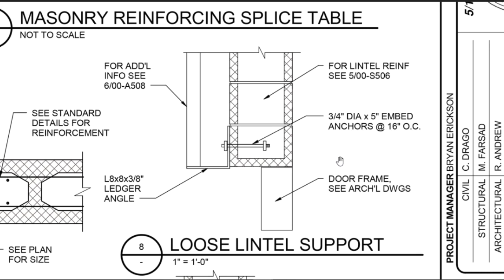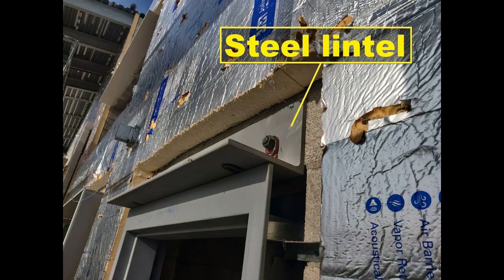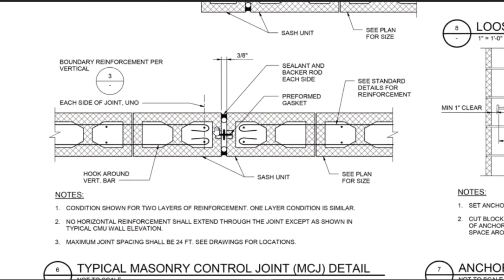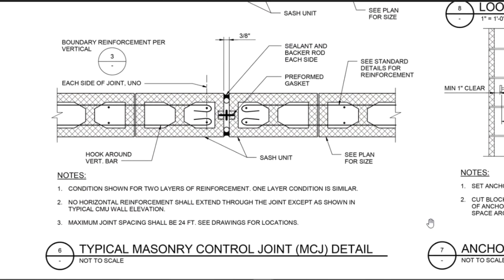Lintel shall be steel angle size as shown on drawings, lintel attached and secured to CMU wall with 3/4 inch diameter anchor bolt with minimum 5-inch embed at 16 inches on center. In the attached picture, you can see a lintel secured above the door opening. Veneer shall be placed above the lintel on 3/8 inch mortar joint with continuous joint reinforcement. Let's review the next detail with typical masonry control joint that's shown on detail 6.